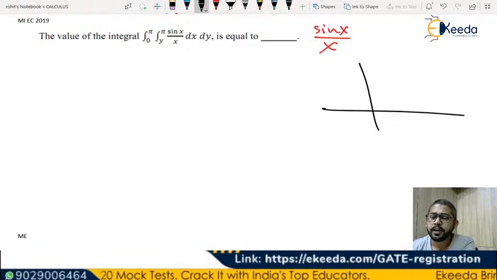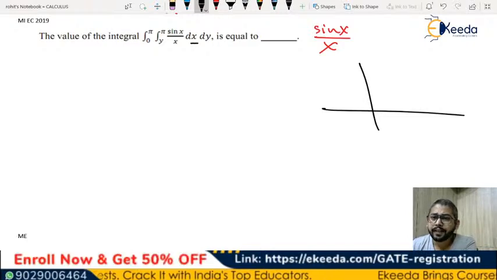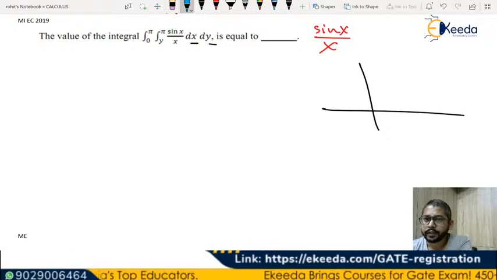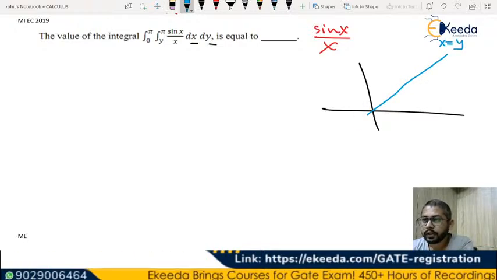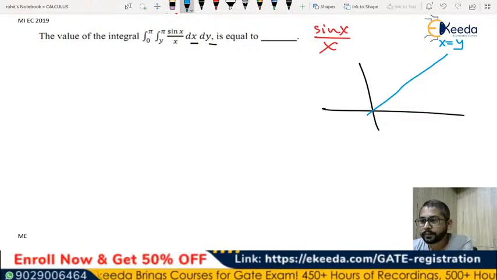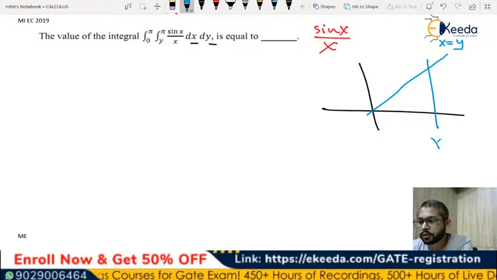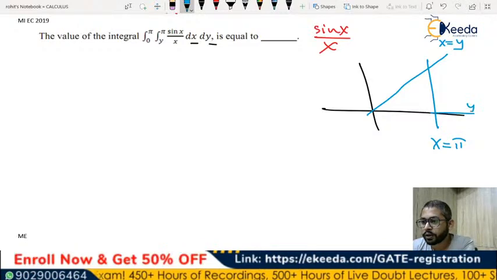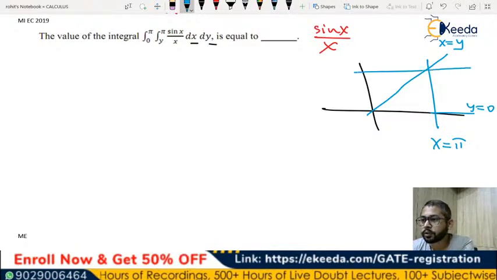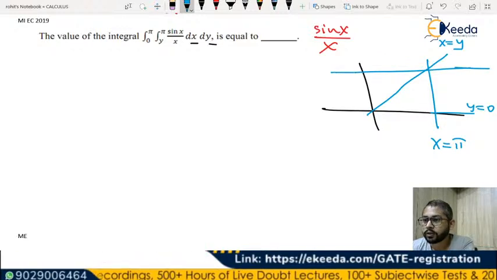Whatever function this is, dx dy. So the first limit is for x. So x is equal to y. This is x equal to y. The second one is x is equal to pi. This is x is equal to pi. The lower limit of y is 0, so this is y equal to 0. And the upper limit is y is equal to pi. So this is y is equal to pi.